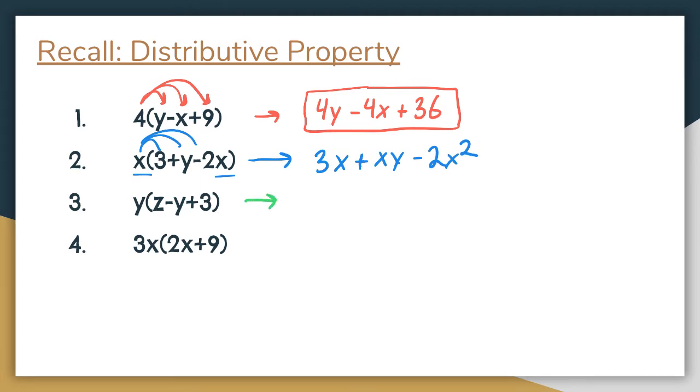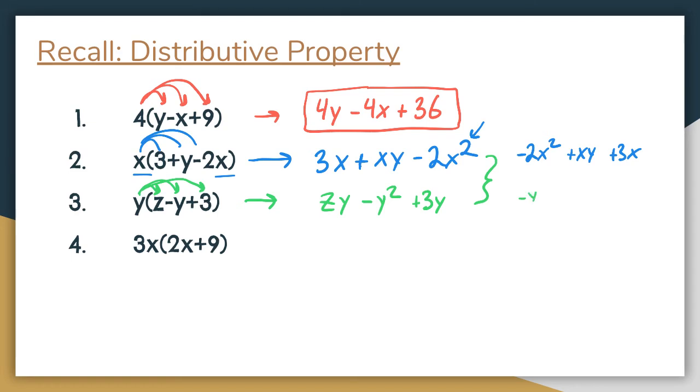In this case, we're going to take y and multiply by each term inside the parentheses. So we have zy minus y squared. Remember, y times y is y squared. Then plus 3y. Now, these last two are not properly written. The standard form of a polynomial is to have the highest degree first. So in this case, we'd have negative 2x squared, because the highest degree is 2, or squared, plus xy plus 3x. That's our standard way of writing it, but I won't be too picky about that currently.